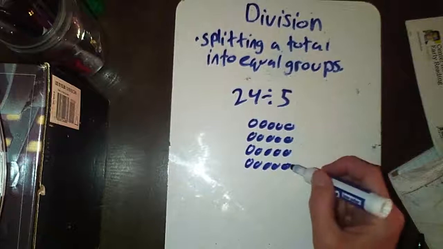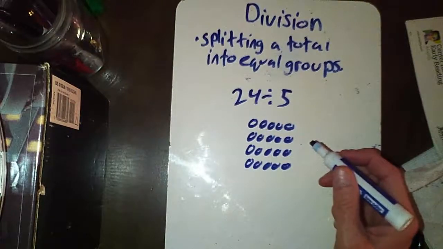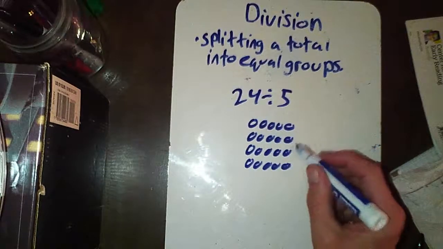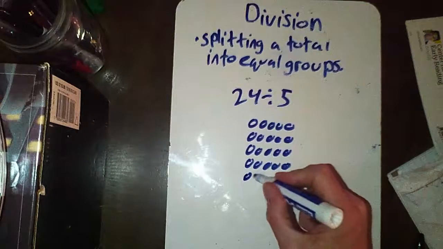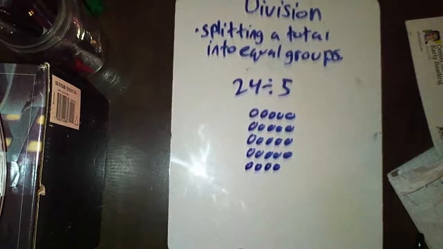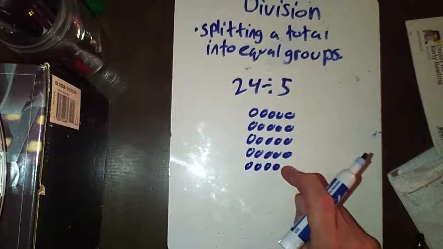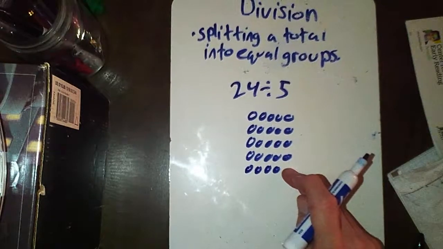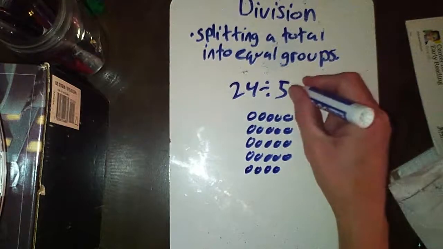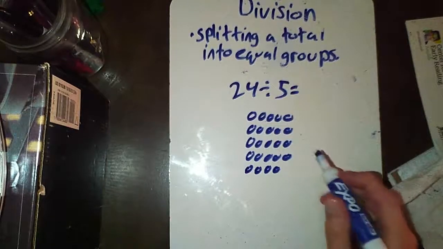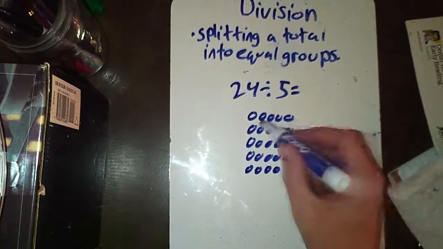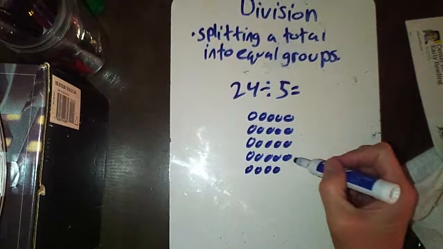So here we got 20. So now let's not make any more groups of 5. Let's just add on until we get to 24. So we got 20, 21, 22, 23, 24. And you can see it doesn't work out evenly, right? So watch this now, what happens. I want you to think, how many groups of 5 are we able to make? 1, 2, 3, 4. We're only able to make 4.